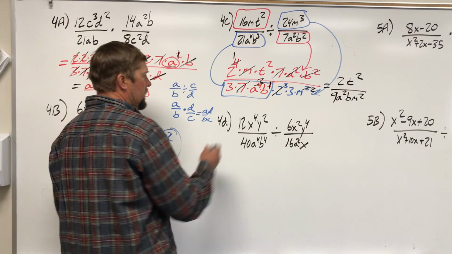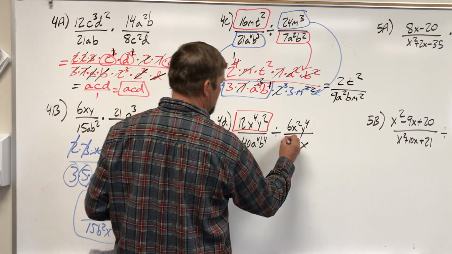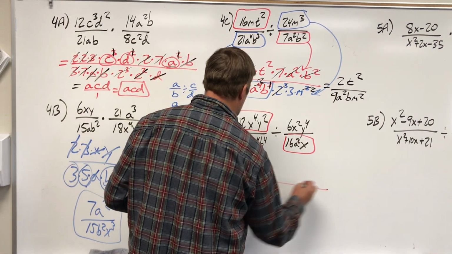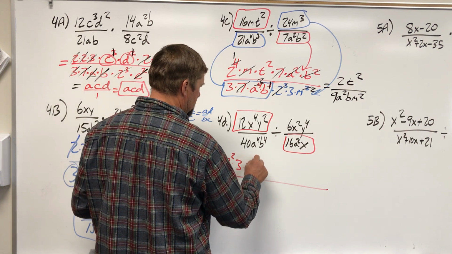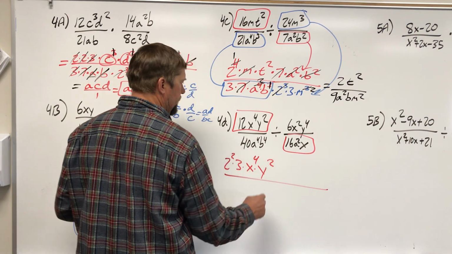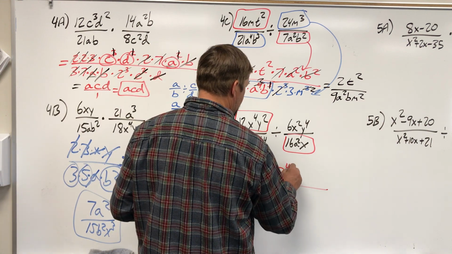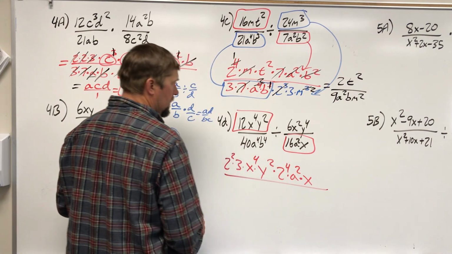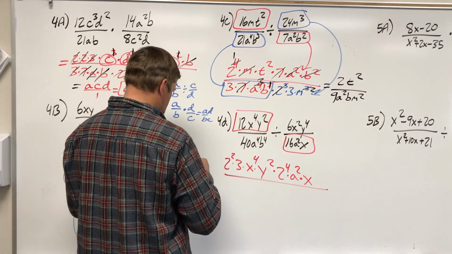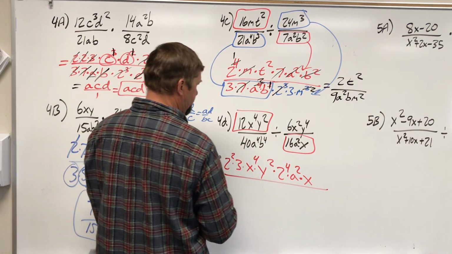All right, the next one here, we'll put this one on the top and this one on the top. So our numerator is going to be 2 squared times 3 times x to the 4th y to the 2nd times 2 to the 4th a to the 2nd x. Then we'll put these on the bottom.